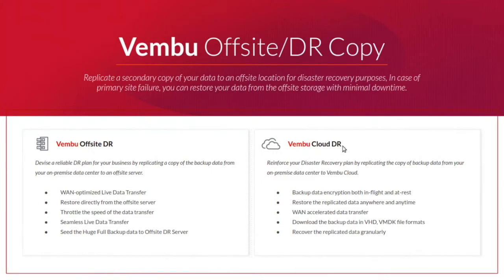You can also use Cloud DR. For example, if you don't have any offsite setup and you want to leverage the cloud and store data in a hybrid manner, then you can offer Vembu Cloud DR. You have one copy of data locally on the primary backup server, and the secondary copy gets replicated to Vembu Cloud. So this is the Vembu Cloud DR.